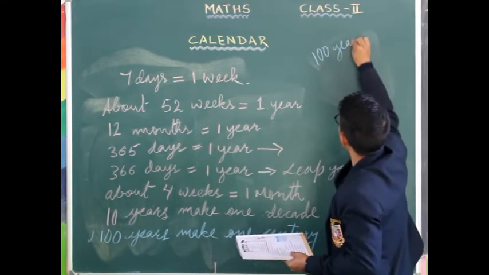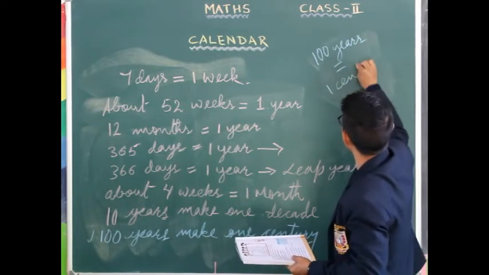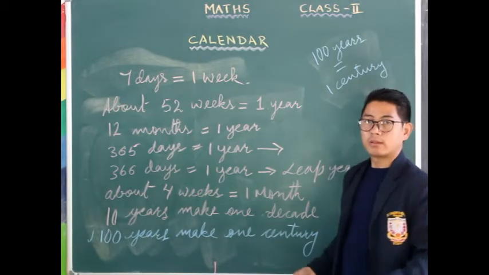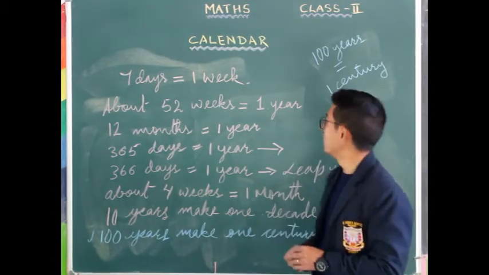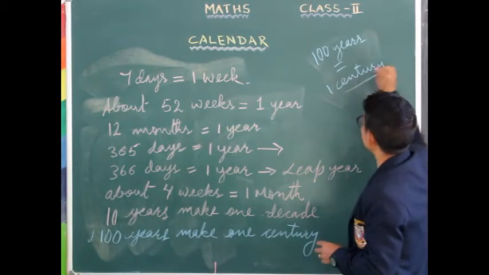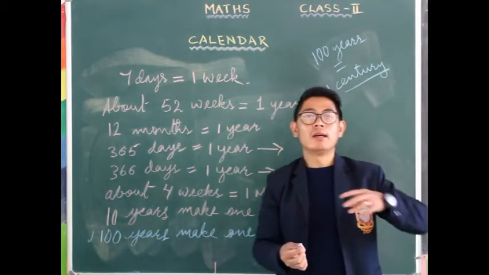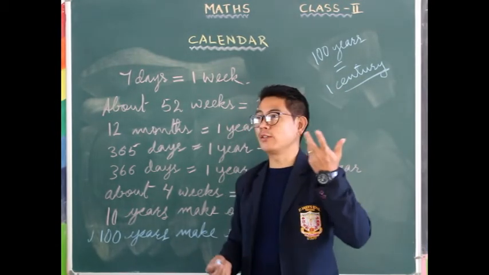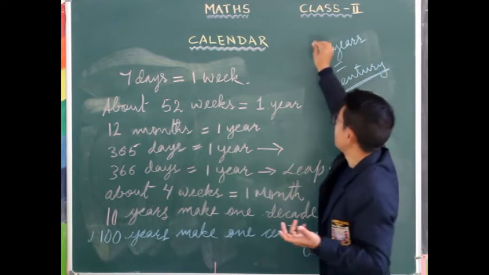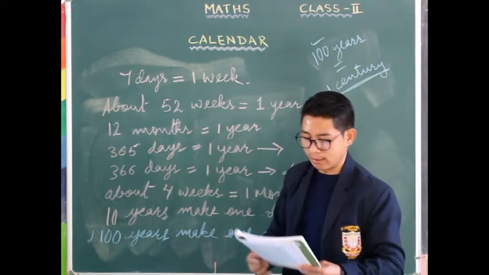100 years equals 1 century. Yesterday Sachin made his century. So century means what? 100. Yesterday Sachin hit a century. That means century means 100. So you can learn these things like that.